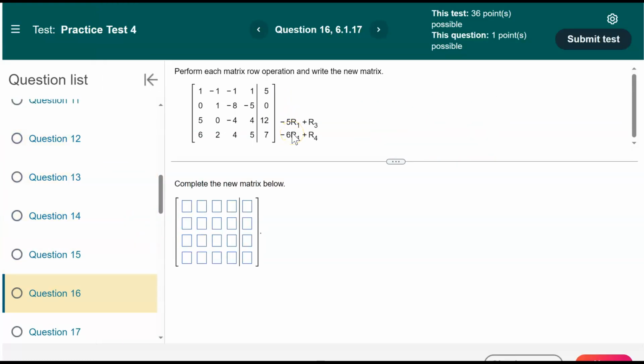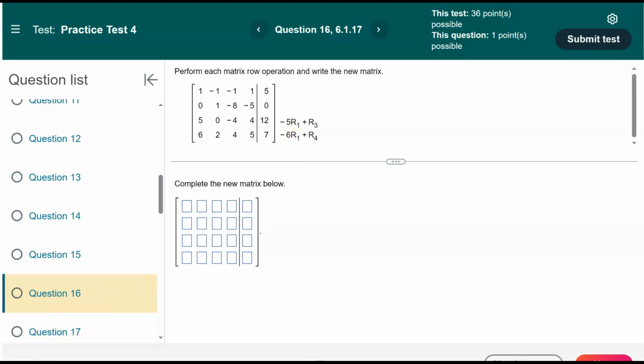Question number 16. Perform each matrix operation and write the new matrix. Here we have a 4x4 matrix, an augmented matrix, and we are asked to perform the two operations here. What does that mean? That means that we're changing the third row. So you're changing this row and this row. You're changing row 3 and row 4.